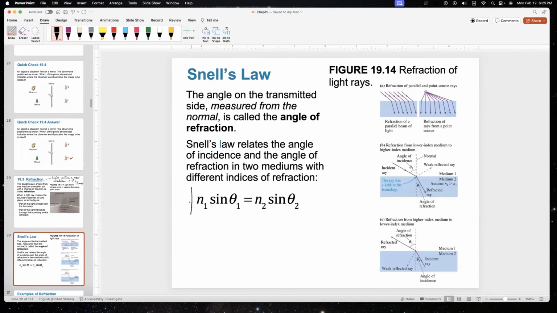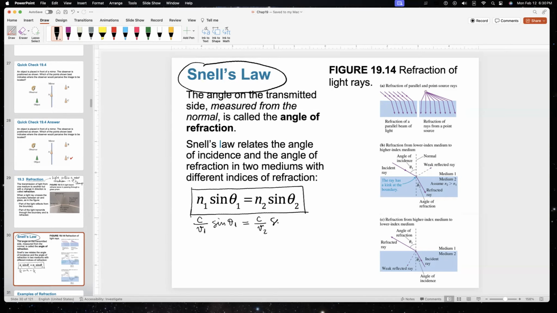So the most important law for refraction is called Snell's law. And it says that n1, what is n1? The index of refraction, remember we said it's the speed of light in vacuum divided by the speed of light in that medium 1. And then sine of theta 1 equals n2, the speed of light in vacuum divided by the speed of light in medium 2, times sine of theta 2. That's what it is. And what is important here is how to measure these angles, again, with respect to the imaginary normal line.